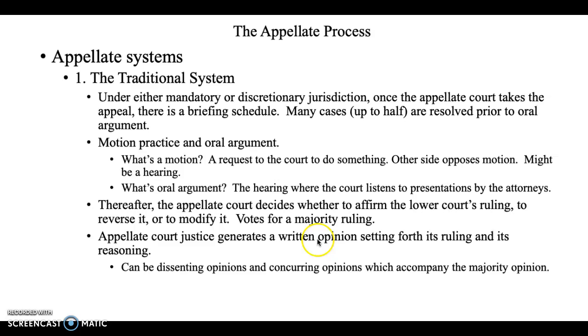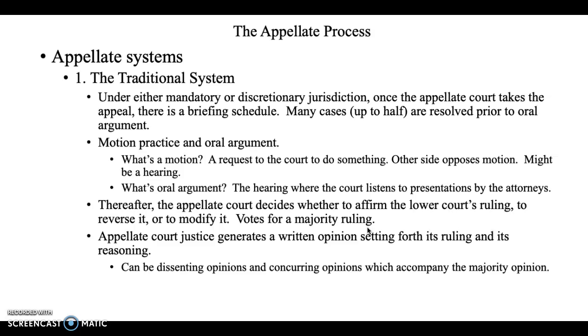once the appellate court takes the appeal, then there's a briefing schedule. And the briefing schedule is where the parties file their briefs and they argue in the briefs about things. And then there can be oral argument. There may also be something called motion practice. Motion practice is where parties file motions, in which they're asking the court to do something. You move the court for some sort of relief.